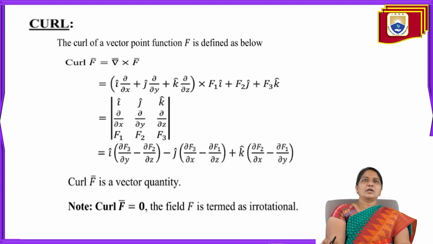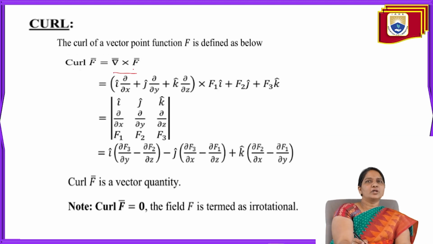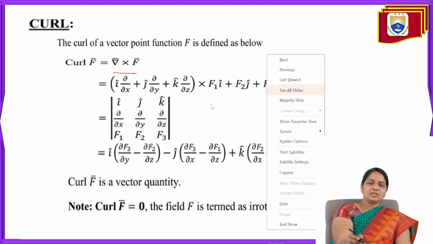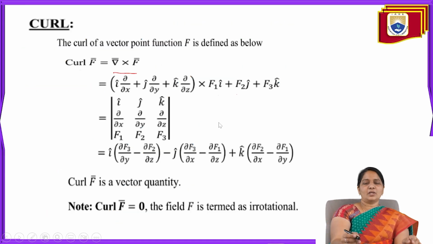Next, coming to the curl, curl F is nothing but del cross F. Here we are going to find the determinant by using the given function. So curl F is del cross F, the determinant of i, j, k. The coefficients of i, j, k for del are dou by dou x, dou by dou y and dou by dou z. For F, we have F1 i plus F2 j plus F3 k. The coefficient of i is F1, of j is F2 and of k is F3.